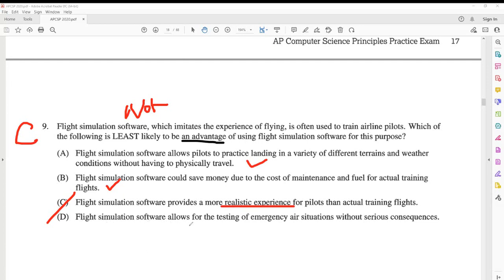Flight simulation allows the testing of emergency conditions without serious consequences. Yes. Any question so far?